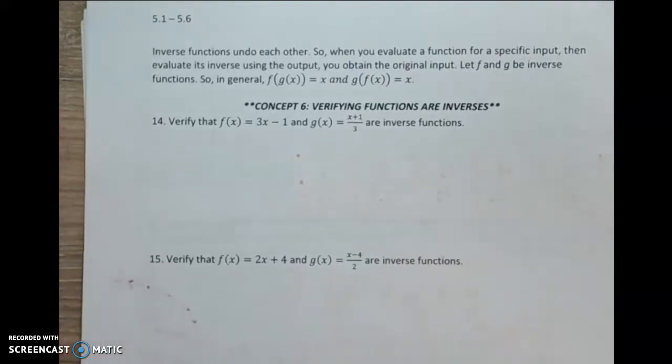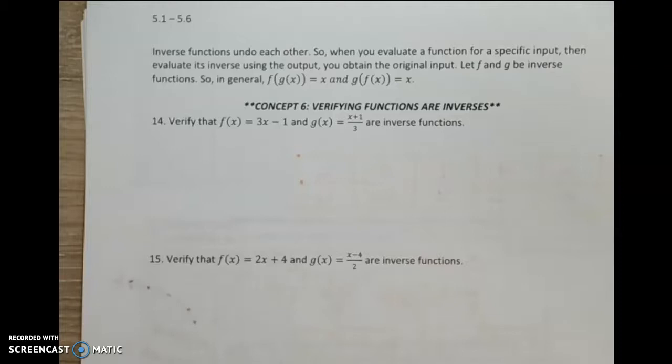And here we go. Inverse functions undo each other. So when you evaluate a function at a specific input, then evaluate its inverse using the output, you obtain the original input. Let f and g be inverse functions. So in general, f of g of x equals x, and also g of f of x equals x.